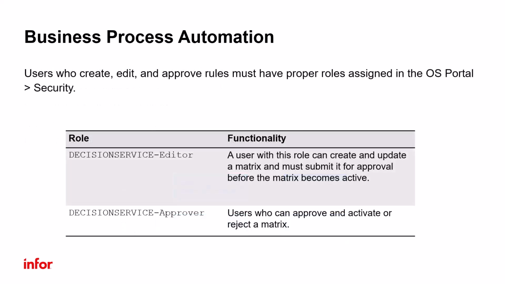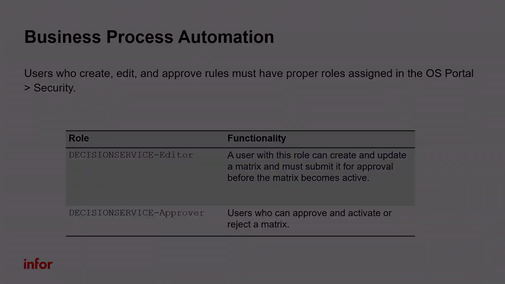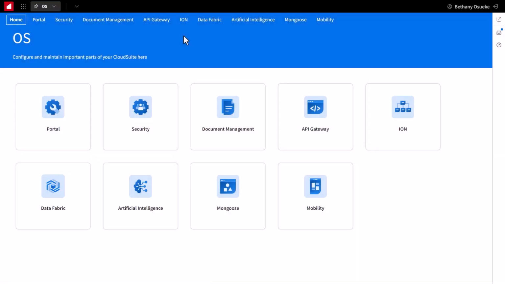Also, you should know that you'll need to assign these roles to the users in the OS portal under the security section. There's a decision service editor role, and that's the person who creates and edits the rules. And then there's a decision service approver, which is the role that can approve the changes that the editor makes. Now let's look at how to do this.